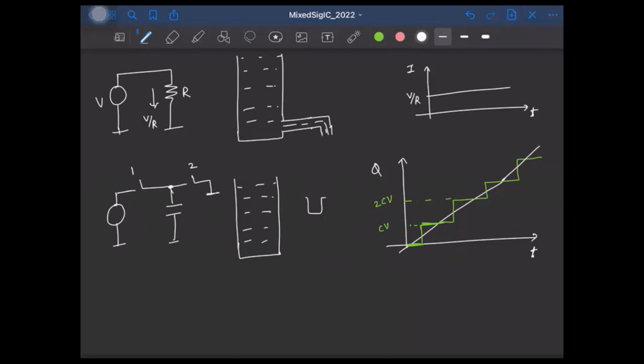And if you look at the waveform for the current, how will it look? Current is essentially the derivative of the charge here. So we'll have an impulsive current like this every time the capacitor is dumping the charge to ground. Let me draw it separately, here itself.